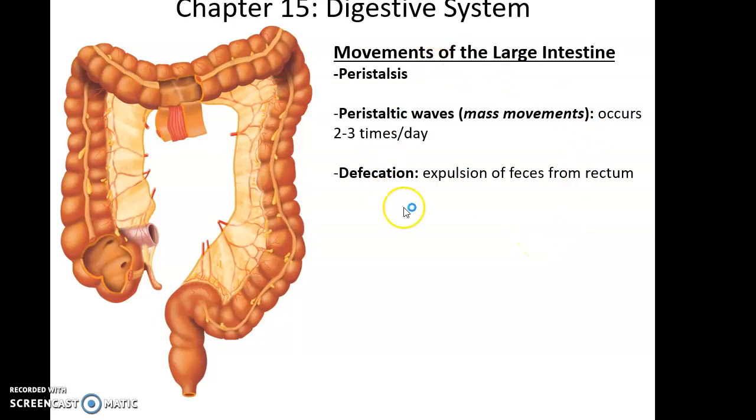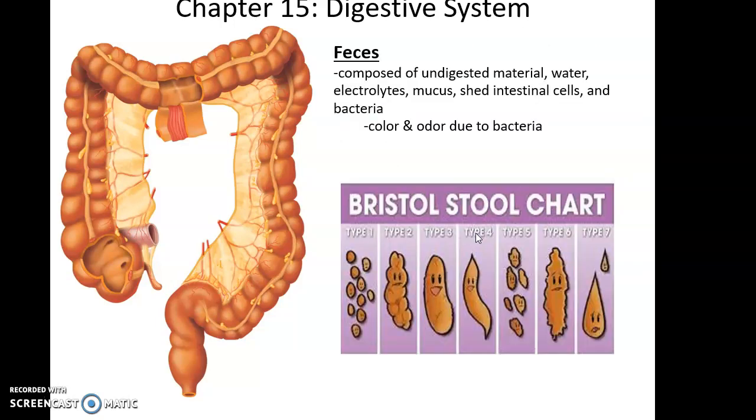Movement of the feces, another important function. This occurs via peristalsis, moving the feces slowly from haustrum to haustrum. And then occasionally there are peristaltic waves. These are mass movements that move the feces really quickly toward the rectum. And these occur about 2 to 3 times per day. And then, of course, the final movement is defecation, the expulsion of feces from the rectum.